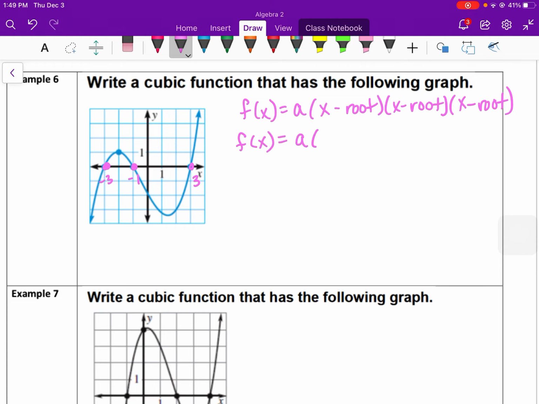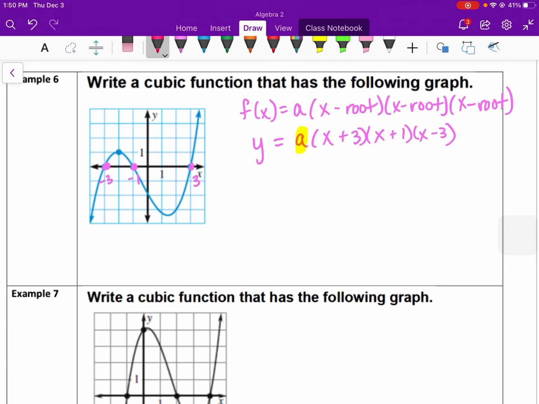So f of x equals a, x minus negative 3 will be x plus 3, x minus negative 1 will be x plus 1, and then x minus 3. If I was to solve this, I'd get negative 3, negative 1, and 3 for my answers. So those are my roots. I'm going to change this f of x. Remember that f of x is the same thing as y equals, and that's going to help you in the next step. The last thing you need to do is solve for a.